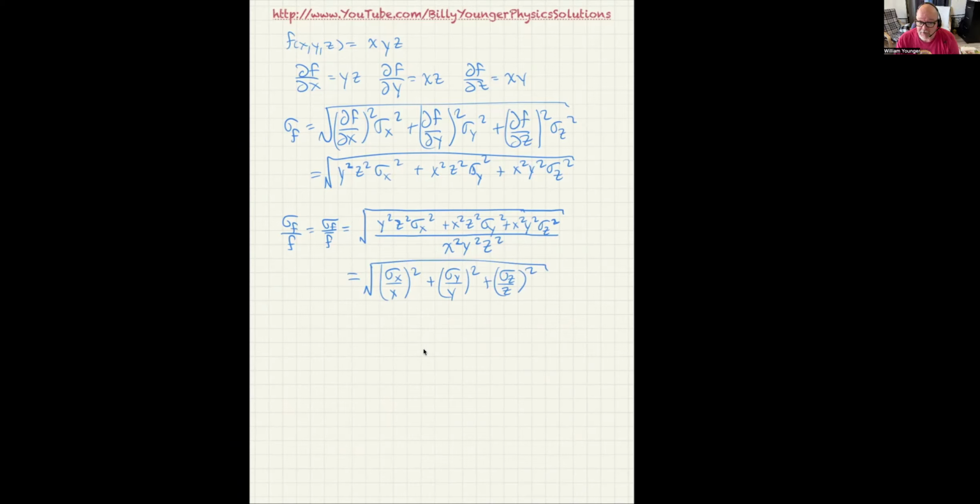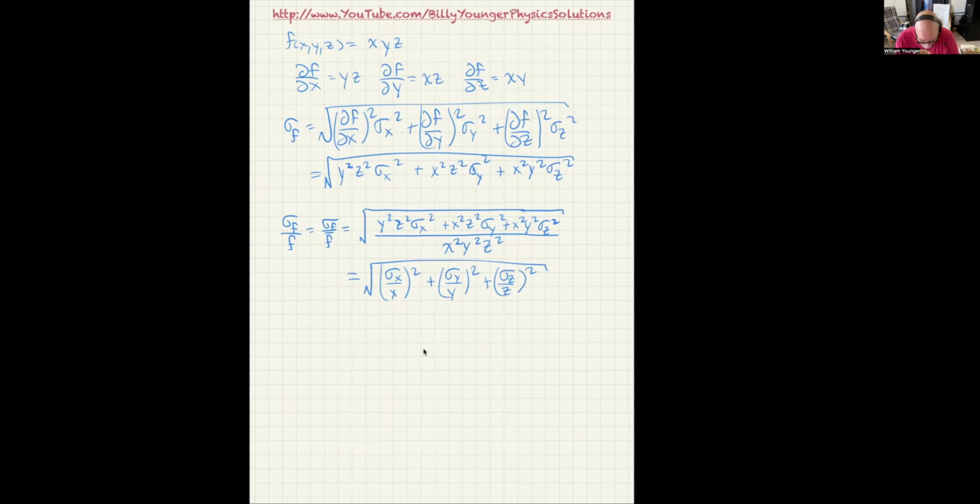So for instance, I could do f of x, y, z equals x times y over z, and I'd get the same formula. I could use f of x, y, z equals x over yz, and I'd still get the same formula. Or I could do yz over x and still get the same formula. So that's the beauty of the fractional uncertainty when you're dealing with multiplication.